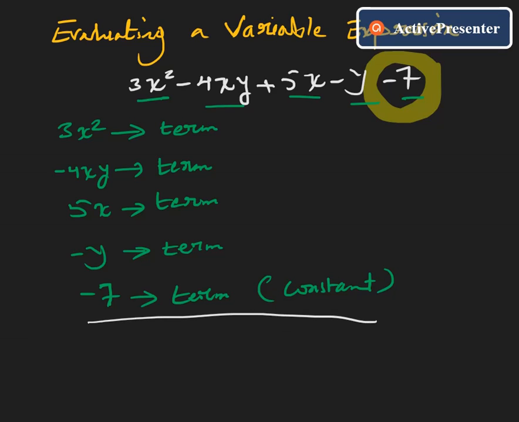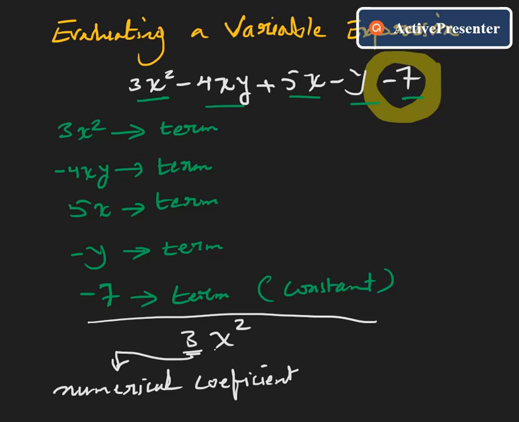If we take, for example, 3x squared, it has two parts. The first part is 3, which is the numerical coefficient. The second part is the variable part. So 3x squared has two parts, the numerical coefficient and the variable part.